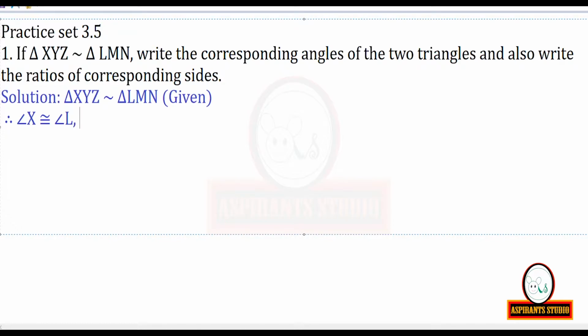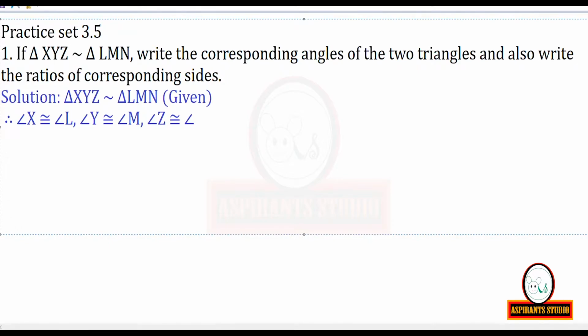Therefore, angle X will be congruent to angle L, angle Y will be congruent to angle M, and angle Z will be congruent to angle N. According to the correspondence of the vertices, you have to write: vertex X corresponds to vertex L, vertex Y corresponds to vertex M, and vertex Z corresponds to vertex N.